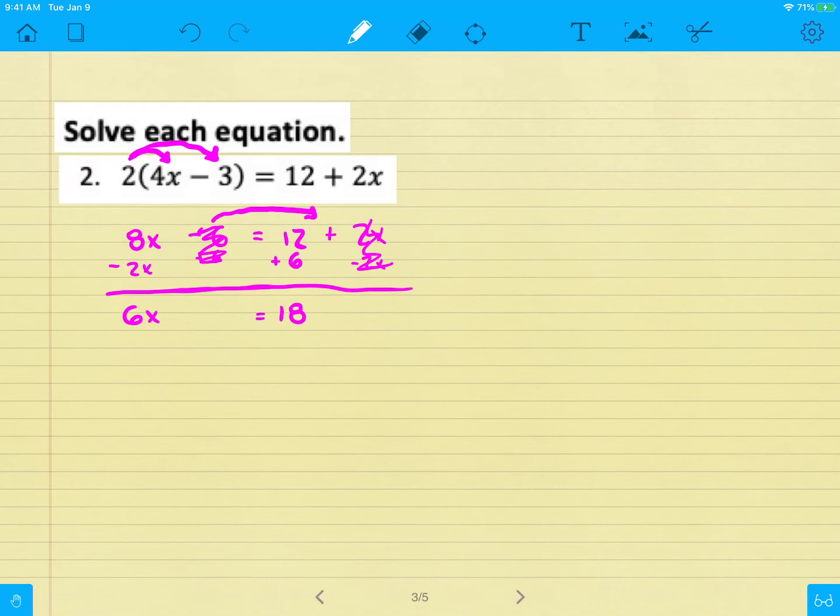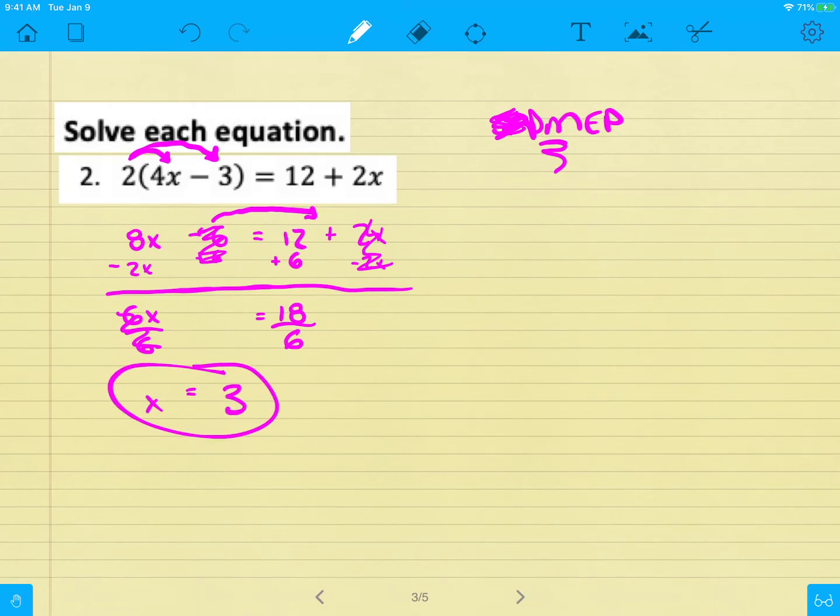That's the major step there. Now, we're not done yet because, again, this is the order that I'm going in. SADMAP. I've just added and subtracted first. Now I'm multiplying and dividing next. So I'm going to divide by the 6 because that's the opposite. The 6's will cancel, and 18 divided by 6 is 3. And there's your answer.